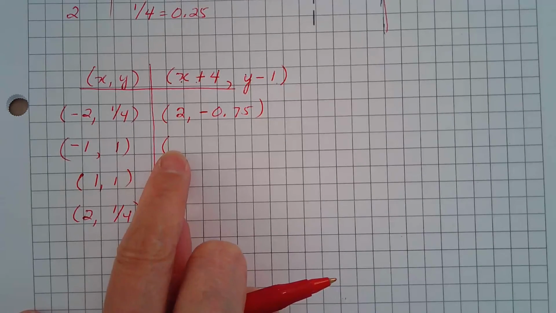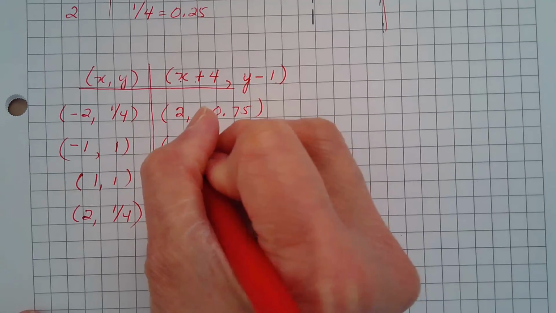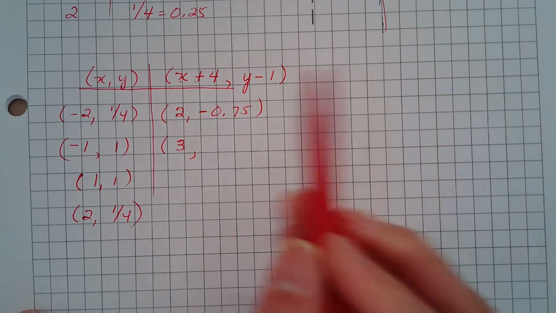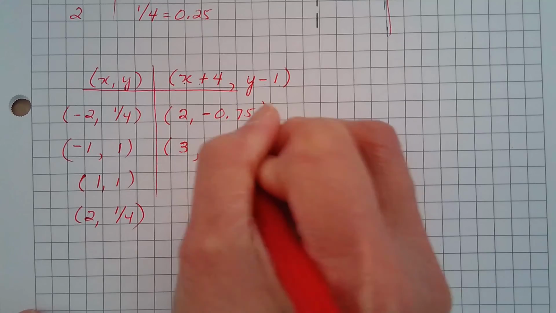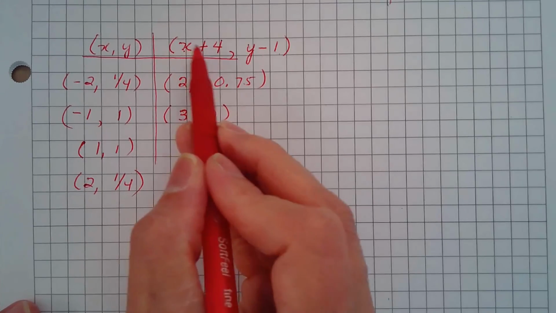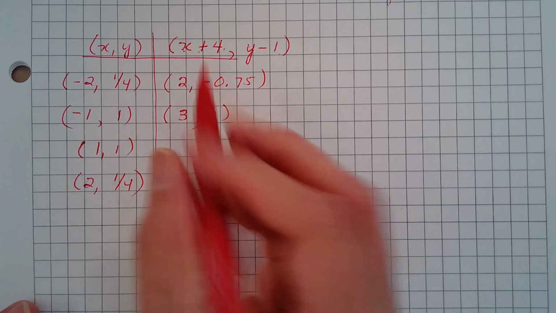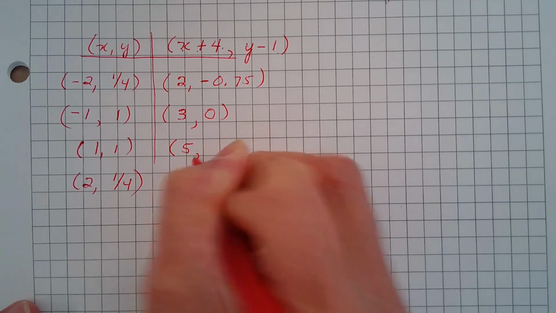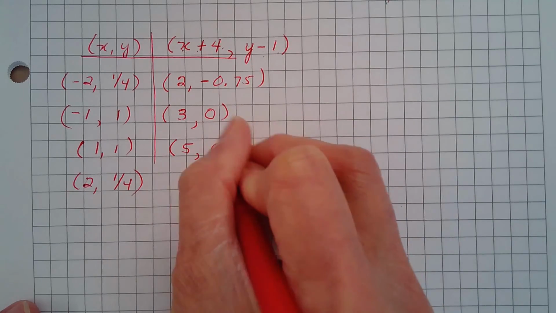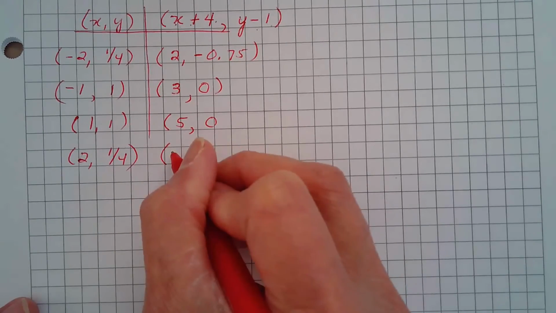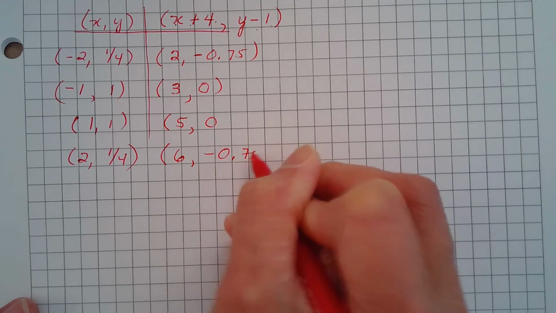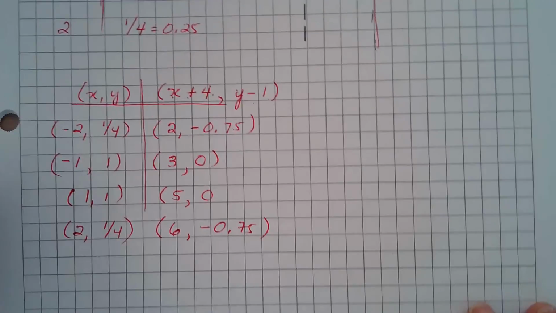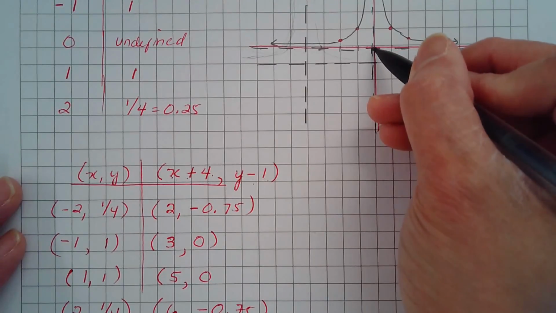Now what about the next one? It's going to be positive 3. Y minus 1 would be 0, so there's an x-intercept there. X plus 4 is 5, and this one would also be 0. And then the next one would be 6, and that's going to be negative 0.75.